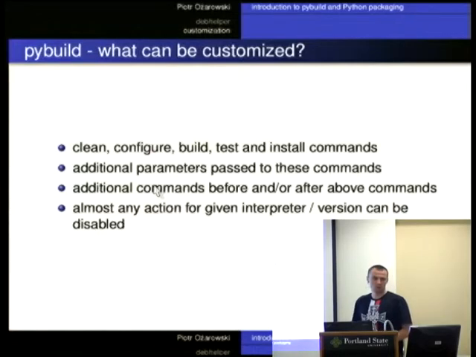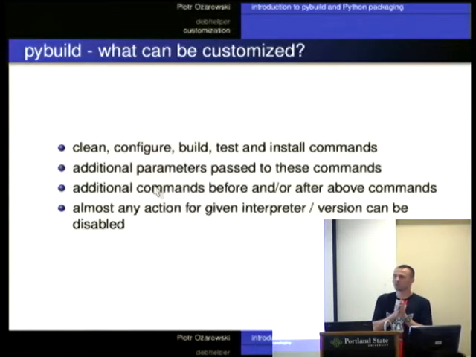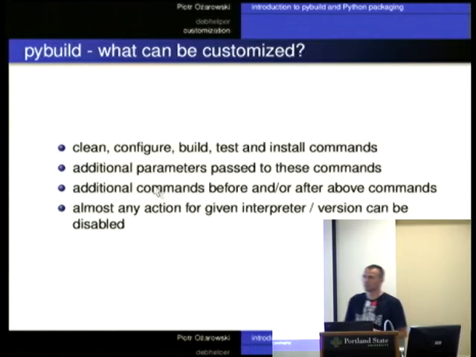You can also tell PyBuild to invoke different commands before each iteration of this build step, or any other actually. So if PyBuild invokes a command to build for Python 2.4, 2.5, 2.6, you can invoke another command before each of these commands and after each of these commands. So that in the examples later, I will show you how useful that can be.